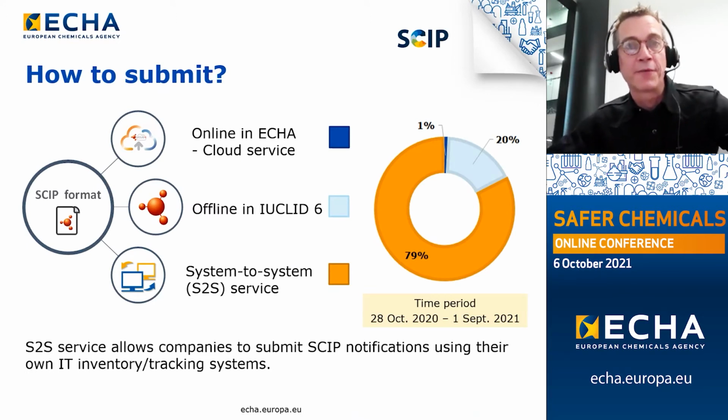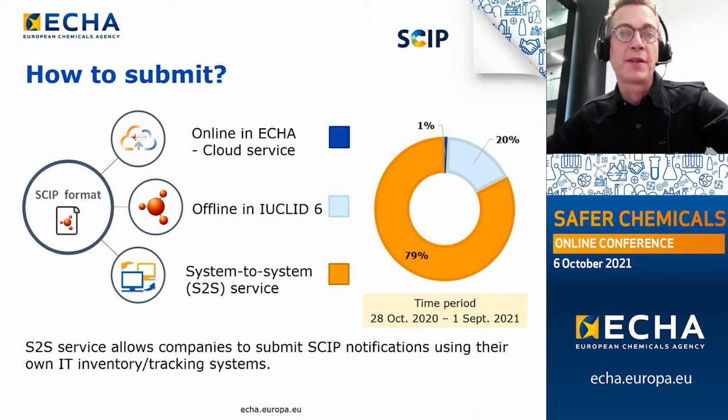A short word on the different types of submission. Again, we've implemented a number of different submission types to make this as easy as possible for stakeholders. So I'll start with online in the ECHA Cloud service. This is targeted more towards perhaps smaller companies who only need to make a relatively small number of submissions, and they can make notifications one by one in our cloud service. Another approach is to use Euclid 6 for those companies who are more familiar with our Euclid system. And again, this is for a manual notification made one by one towards our database.